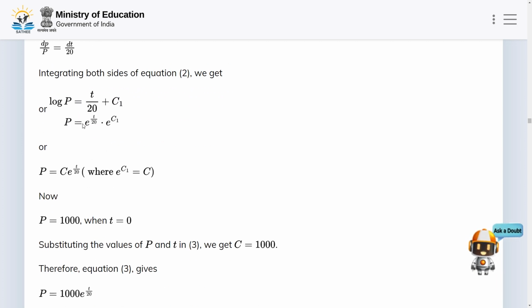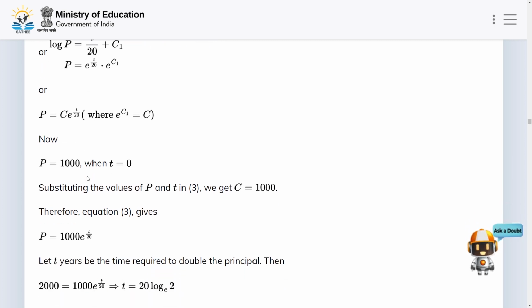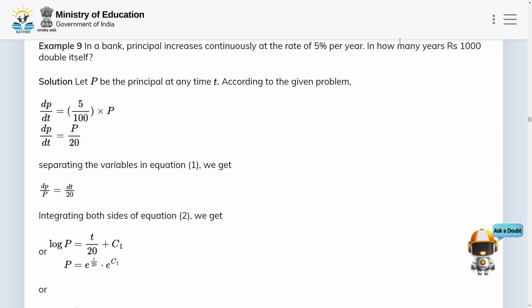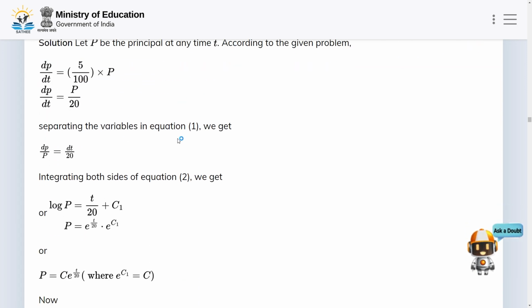Now P can be rewritten with log base e. So P is equal to e power t by 20 multiplied with e power c1. We will take this as a whole constant, which is c. So P is equal to c e power t by 20. This means what do we want? We want to know in how many years this 1000 rupees will double itself.